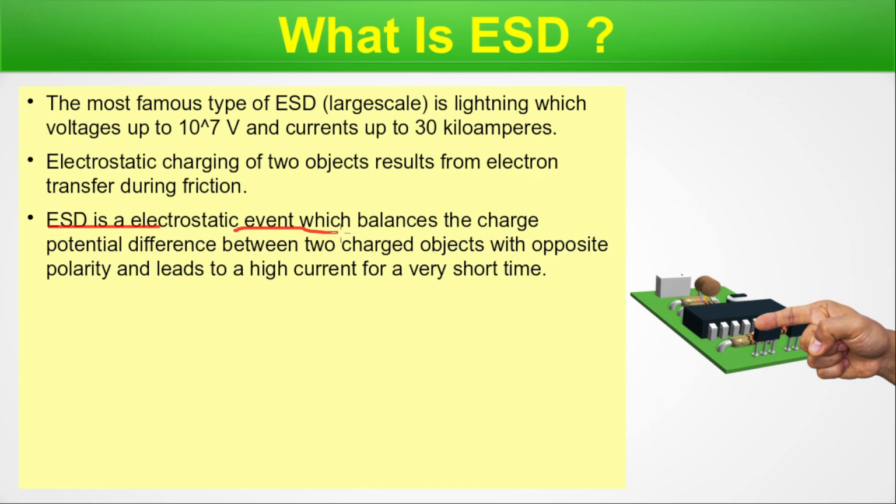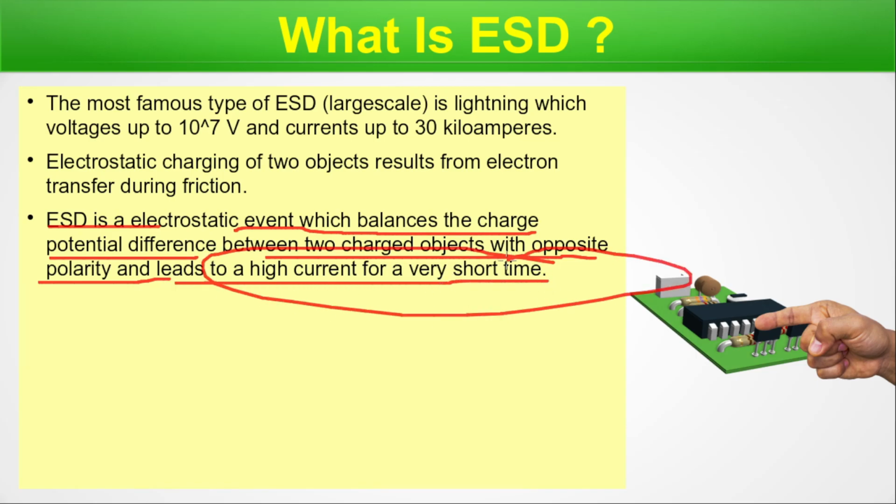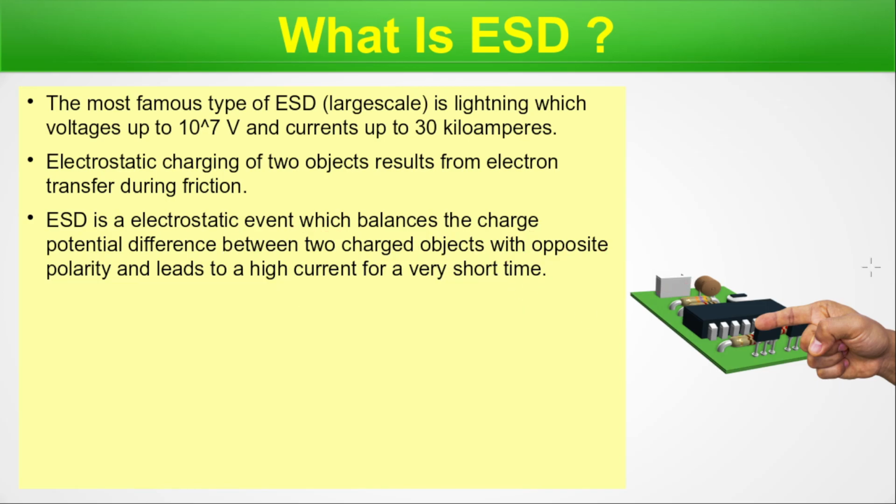ESD is an electrostatic event which balances the charge potential difference between the 2 charged objects of opposite polarity, and leads to high current in a very short time. This high current in a very short time we will talk about in the next couple of slides, where we will show you the graph. In this slide, we saw the phenomenon that is physically occurring when you are touching any circuit with your bare hand, and that actually causes the ESD.